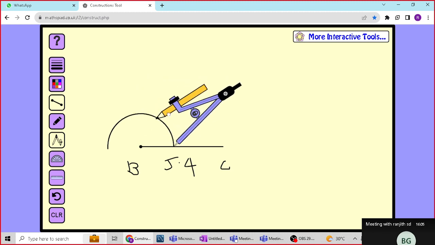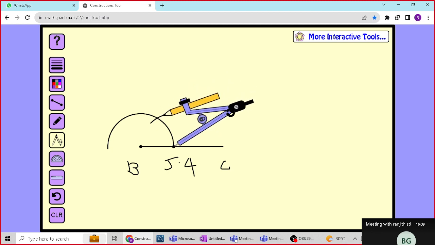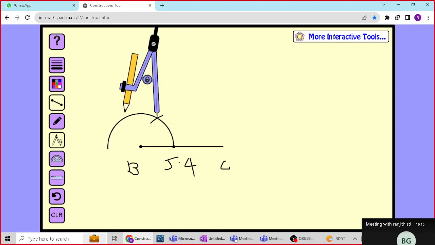How do you construct 60 degrees like this, right? One angle, one mark gives 60 degrees. Then after 60 degrees, construct 90. In order to construct 90, we require 60 and 120.